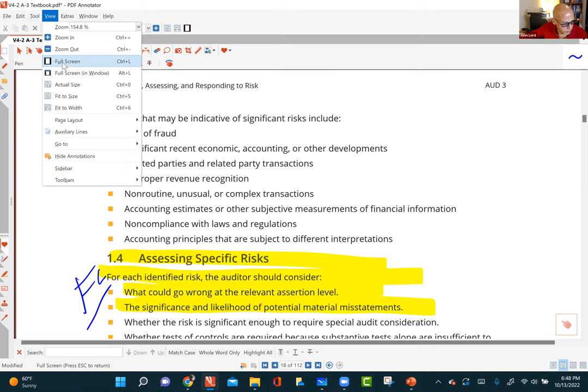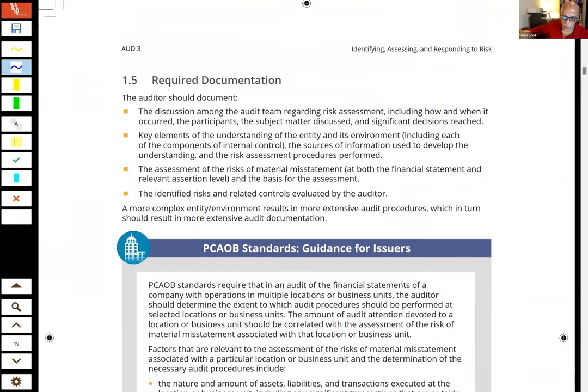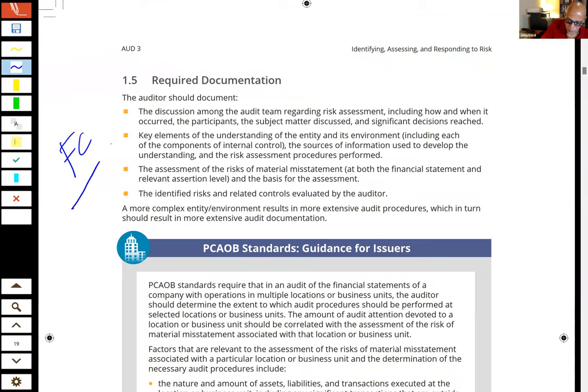So when you come back now and you take a look at the text, let's see how they start to tell us how we respond to that assessment. Now, what I want to do is flashcard here, okay? It's what required documentation we have to do for our assessment of our risk of material misstatement. So we would have had a discussion amongst the audit team about the risk assessment, any decisions that were made, we need to document that. Key elements of the understanding of the controls. Okay, so what did we do to understand the controls? Because that's part of that process. Okay, and then the assessment of the risk of material misstatement, both at the financial statement and the relevant assertion level and basis for the assessment, and then identified risk and related controls evaluated by the auditor.